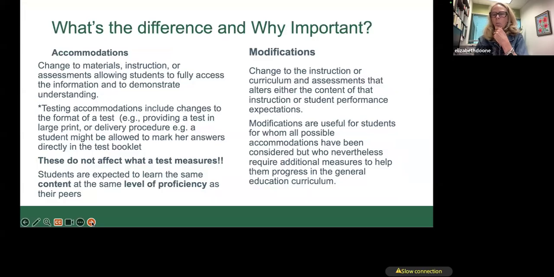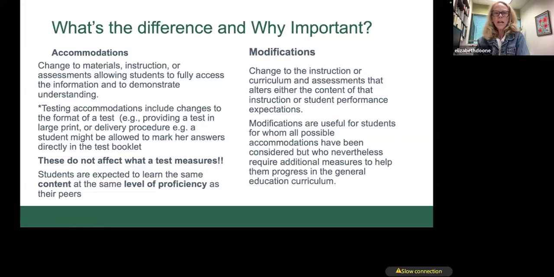So what's the difference, and why are accommodations and modifications important? I think you guys have some guided notes that you can be working on while we go through this. Christy, have they had access to these right now? If you do have access, please follow along and use your guided notes, because they'll be helpful for the final assignment. Okay, so what's the difference and why are they important?